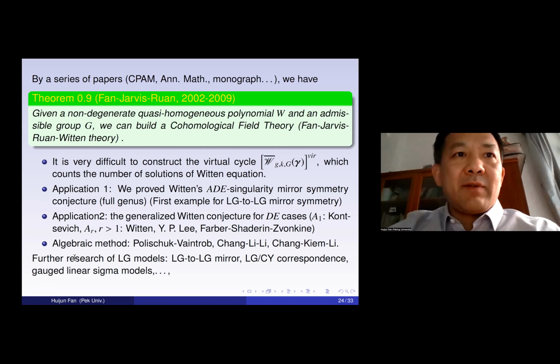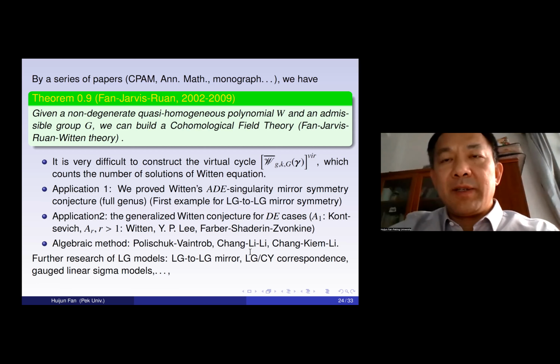And recently, we have other algebraic construction methods due to Polishchuk-Vaintrob using matrix factorization, and also Zhang Lijun, and Li Weiping, and also Chang, Li, and Li. Those are the algebraic constructions. So this opens further research on LG models. People published a lot of papers on LG to LG mirrors, LG to CY correspondence, gauged linear sigma models, and so on.